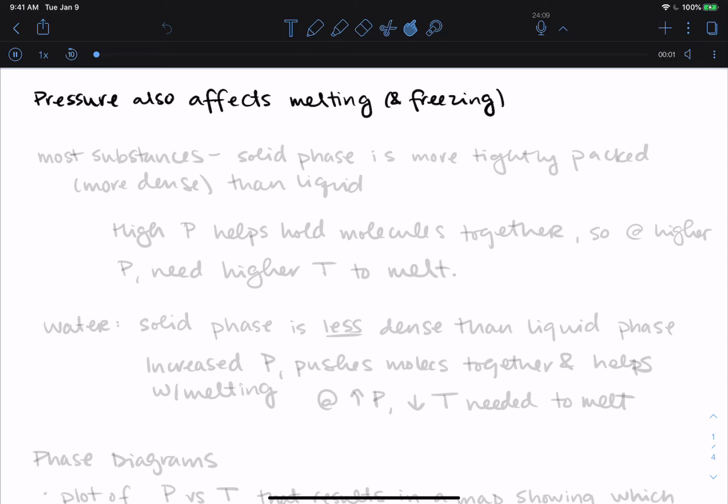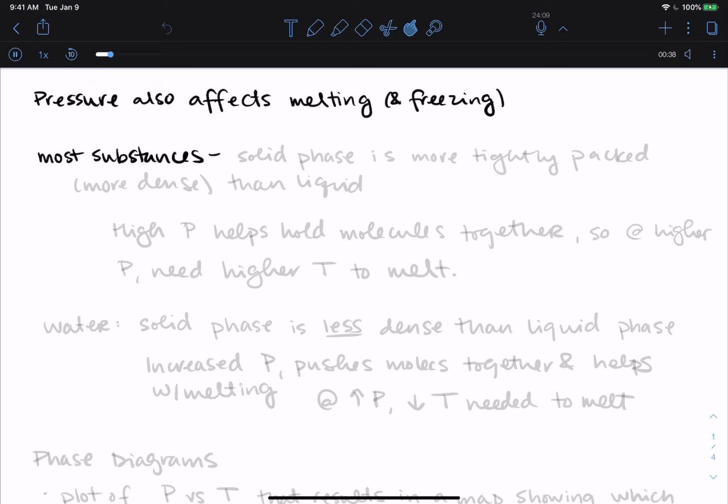In the last video, we talked about how pressure can affect boiling points, but pressure can also affect melting and freezing. So I want to start by just giving you the words that describe what happens. And it turns out that for freezing and melting, I have to give you two sets of information. So first is just most substances. And it will be just about everything.